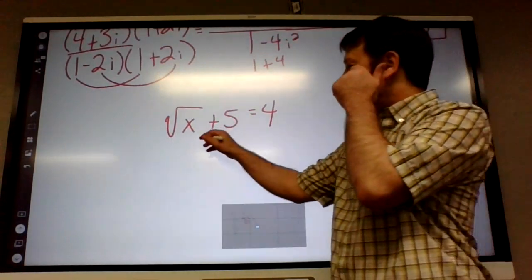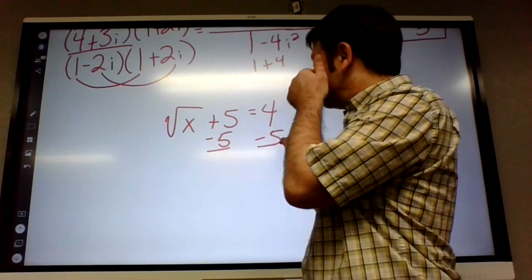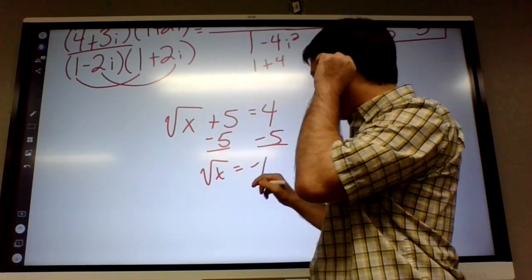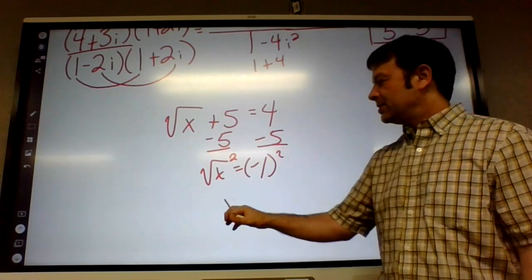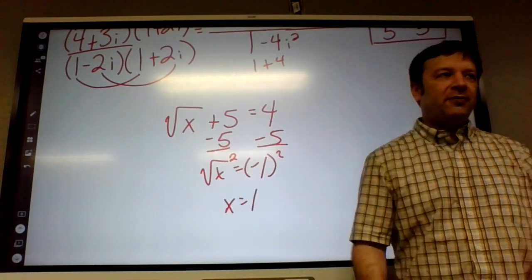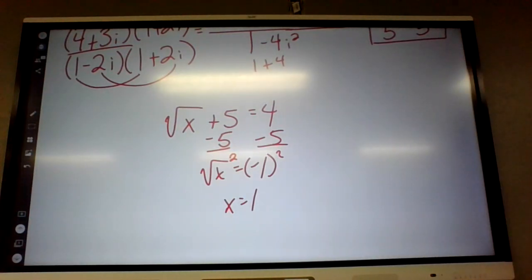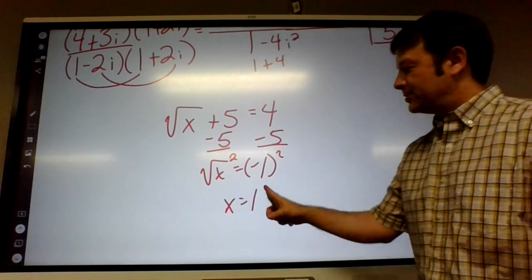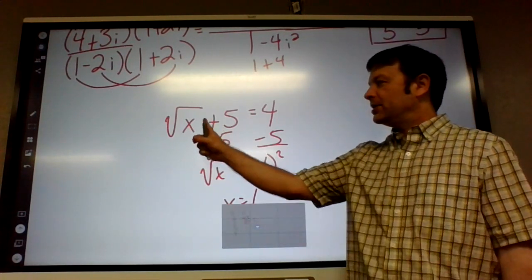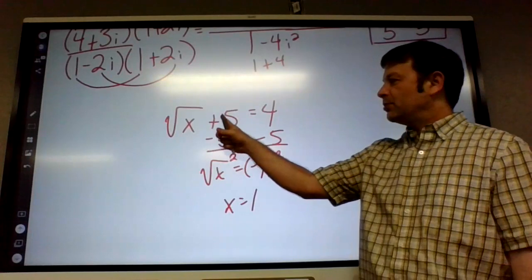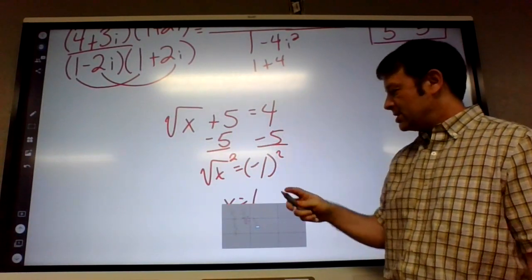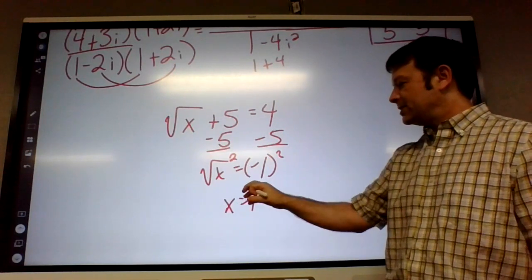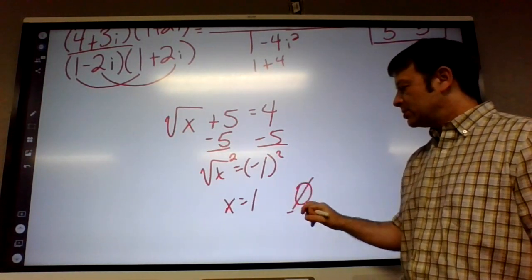Square both sides. You get square root of x equals negative 1. And to get rid of the square root, you square. So you get x is 1. However, when you're doing the square trick, sometimes you get extra answers that don't actually exist. So how do I know if this is actually right or not? Plug it in. Square root of 1 is 1. 1 plus 5, does that equal 4? No. So this one is actually no solution.